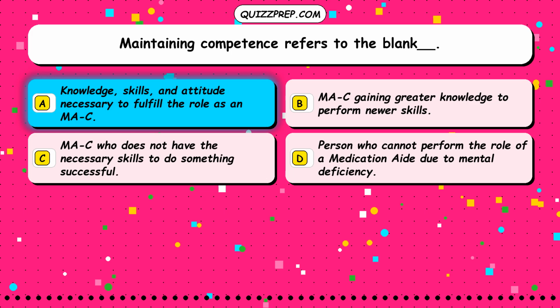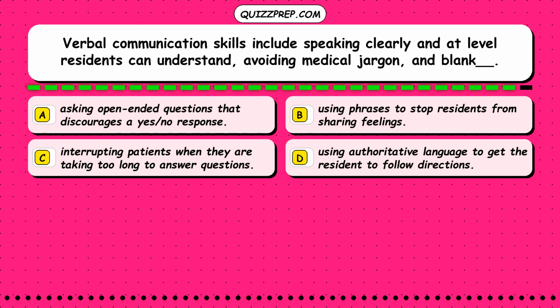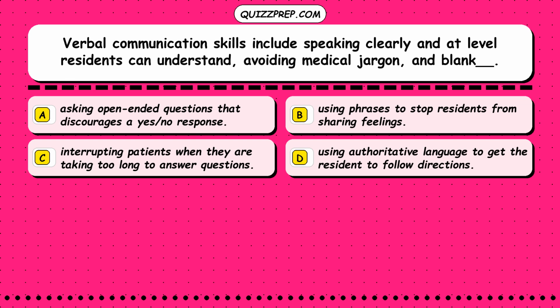The correct answer is option A, knowledge, skills, and attitude necessary to fulfill the role as an MA-C. Question 56. Verbal communication skills include speaking clearly and at a level residents can understand, avoiding medical jargon, and blank blank. Option A, asking open-ended questions that discourages a yes/no response. Option B, using phrases to stop residents from sharing feelings. Option C, interrupting patients when they are taking too long to answer questions. Option D, using authoritative language to get the resident to follow directions.